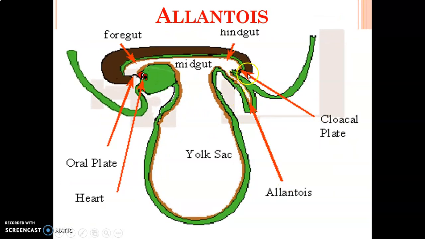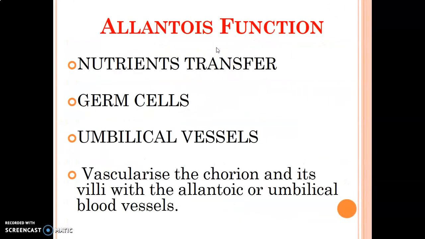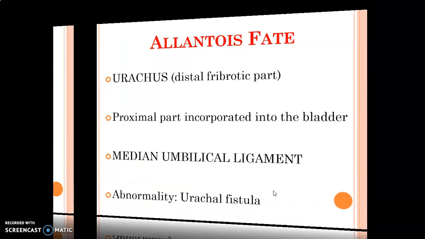So this is your cloacal plate here, and this is your allantois, a dorsal, endodermal protrusion from the yolk sac. You can see all this is yolk sac, so when it extends. So what are the functions of the allantois? It helps with transfer of nutrients from the mother to the fetal circulation, and some germ cells can originate from the allantois, but germ cells are mainly from the yolk sac, and then the allantois could be part of what forms the umbilical vessels. So the allantois vascularizes the chorion and its villi with the allantoic or umbilical vessels.